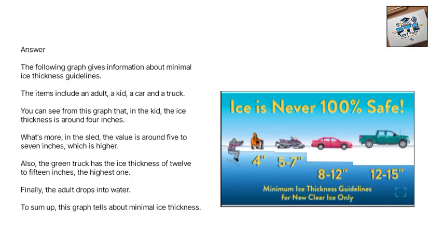The following graph gives information about minimal ice thickness guidelines. The items include an adult, a kid, a car, and a truck. You can see from this graph that, in the kid, the ice thickness is around 4 inches. What's more, in the sled, the value is around 5 to 7 inches, which is higher.